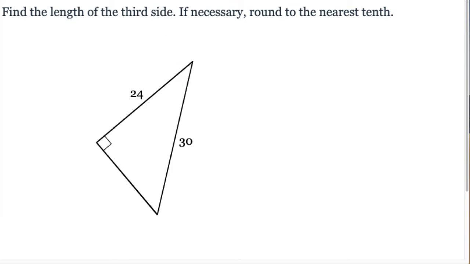Here we have to identify that this is a right triangle. Two sides are given to us. In order for us to find the third side, we apply the Pythagorean theorem, and again, it only works with right triangles. What's given to me is the hypotenuse, so I'm going to label that one C. One of the sides is given to me, so I'm going to label that one A.